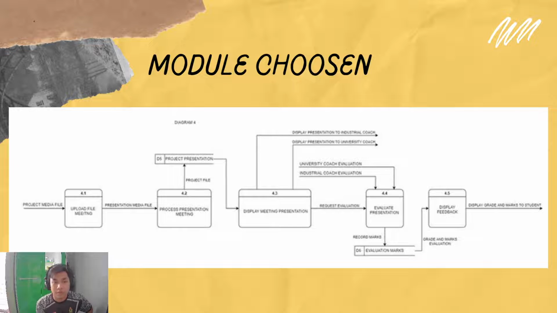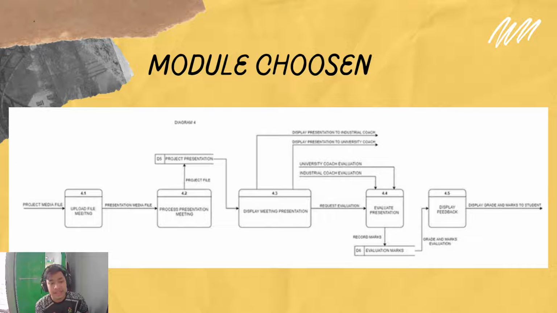This is the module that has been given to me, which is to upload the live demonstration. This is process 4, and this is the child diagram of process 4. I'm going to explain a little bit of this child diagram. First, the data that comes into the process is the project media file. This project media file is a demonstration that has been done by the student, and they will upload the video file into our system.